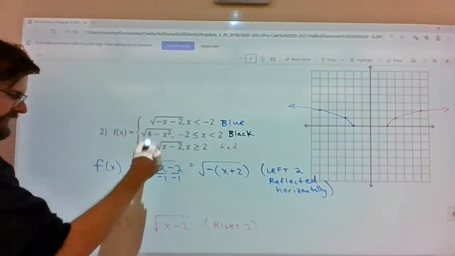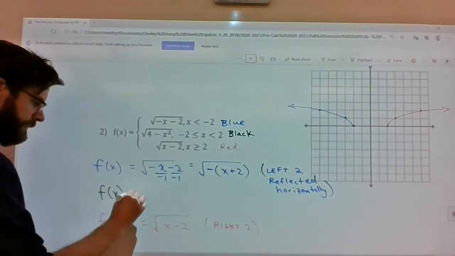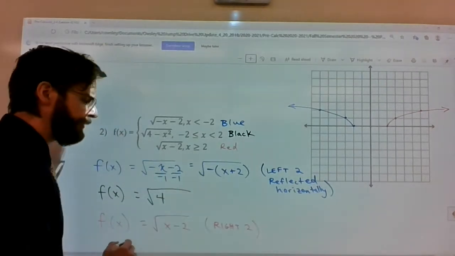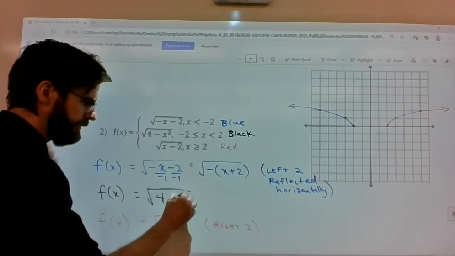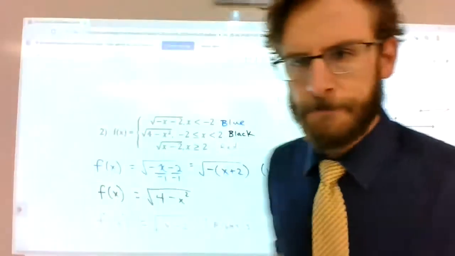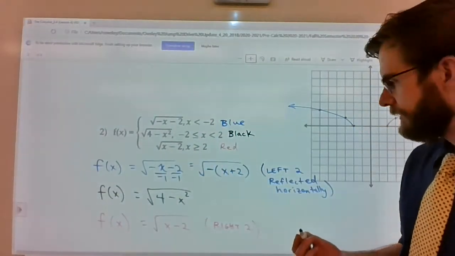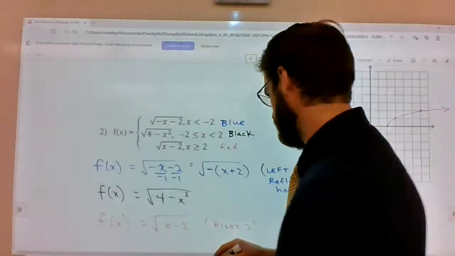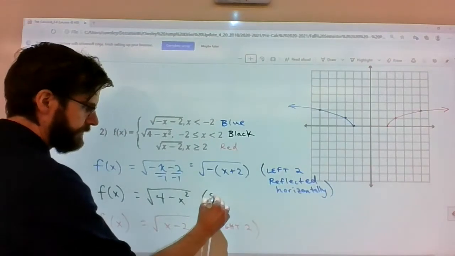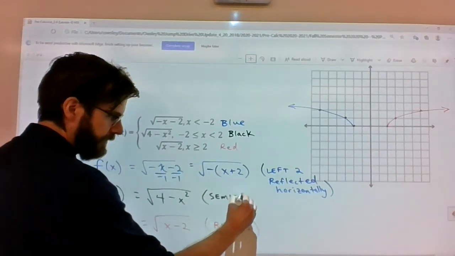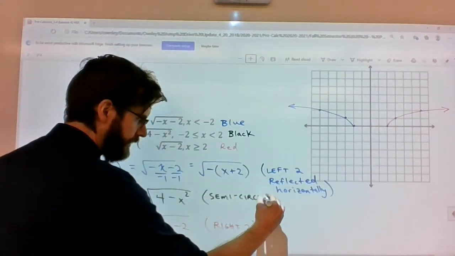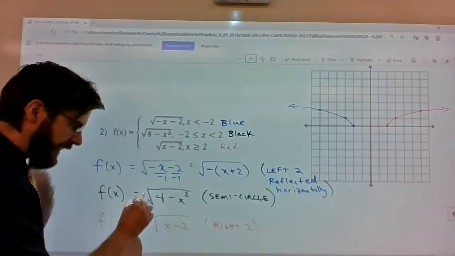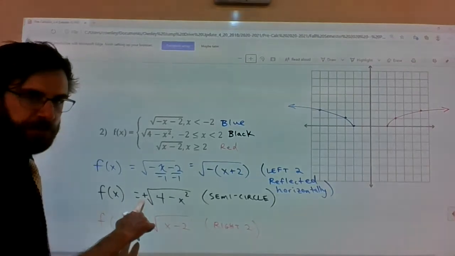And then here's my middle section. Now I haven't talked about this since I think the very first section of this chapter on graphing. Do you guys know what that is? That's a semicircle. It's a half circle that exists above the x-axis because it's positive.